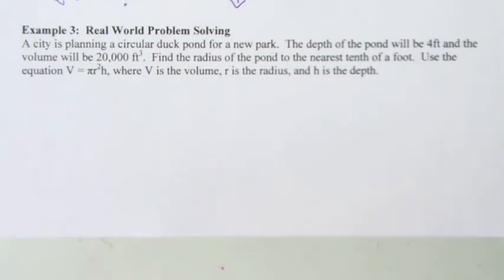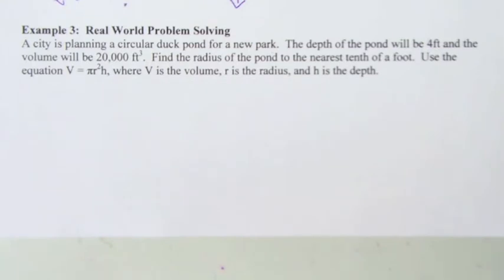A city is planning a circular duck pond for a new park. The depth of the pond will be 4 feet, and the volume will be 20,000 feet cubed. Find the radius of the pond to the nearest tenth of a foot. Use the equation volume equals pi r squared times h. V represents volume. R represents radius. H represents depth.